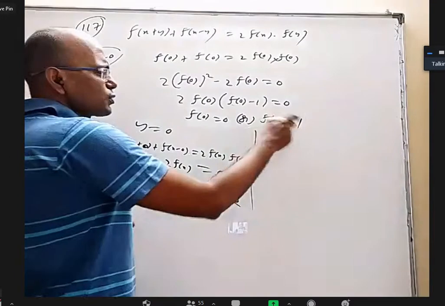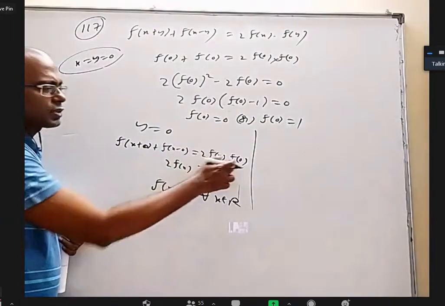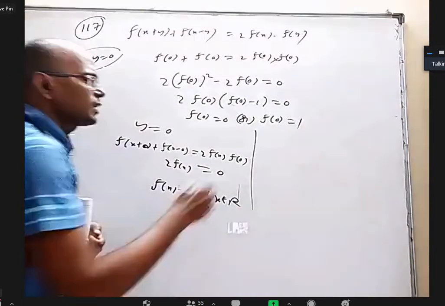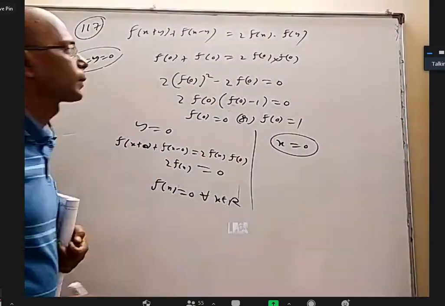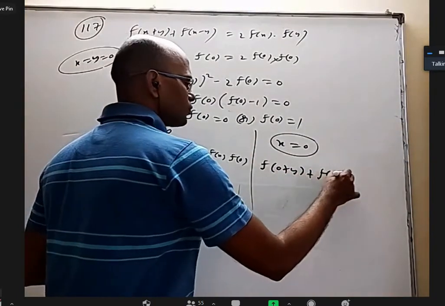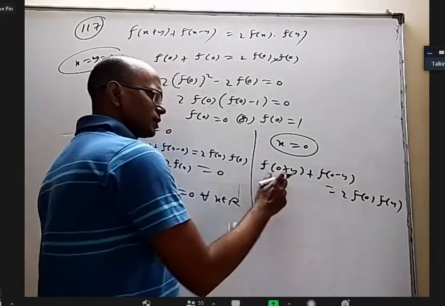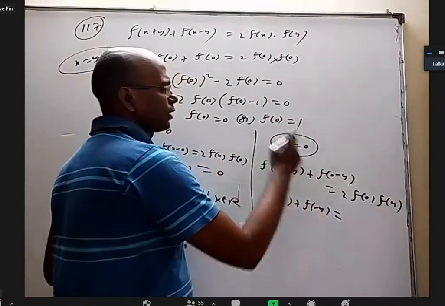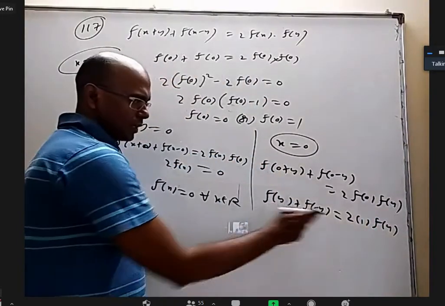But when f(0) is 1, it is not compulsory, because if you do this, LHS will come 2 f(x), RHS also will come 2 f(x), LHS equal to RHS. We are not going to gain anything. But let us substitute x equal to 0 in this. Then we are going to get f(0 plus y) plus f(0 minus y) equal to 2 f(0) f(y). This is f(y), this is f(minus y). And f(0) is 1 now, so 2 into 1 into f(y), that is 2 f(y).